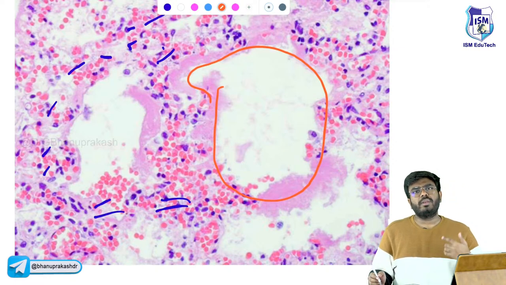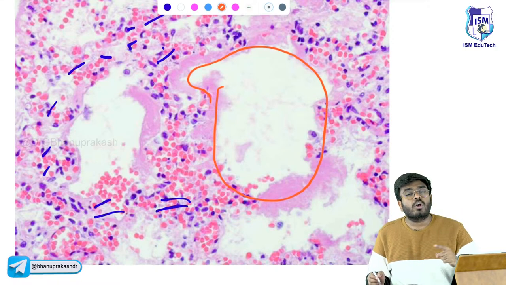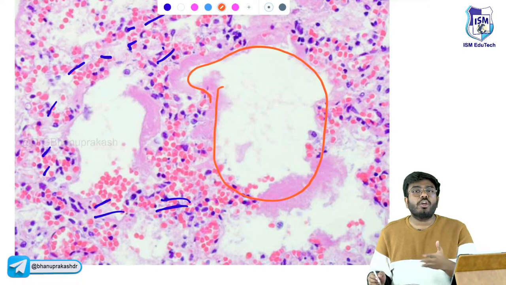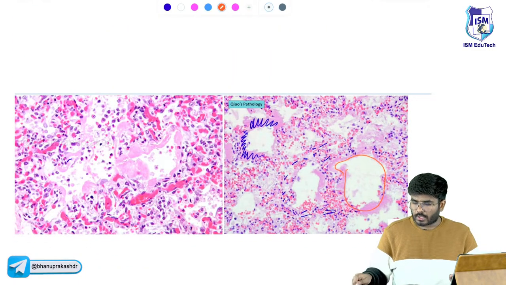The fluid is getting accumulated in the alveolus. That's going to cause the washing out of the surfactant, which leads to collapse of the alveoli. Okay, not related to a heart problem. The heart is absolutely all right. So with this, the topic is completed.